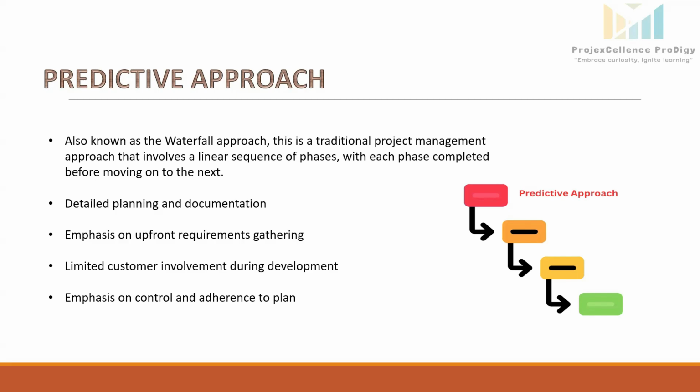Limited customer involvement during development. Customer interaction happens in the predictive approach also, but it happens twice in a project life cycle. One is before the project work starts, in the beginning during requirement collection, and second at the end while delivering the project.